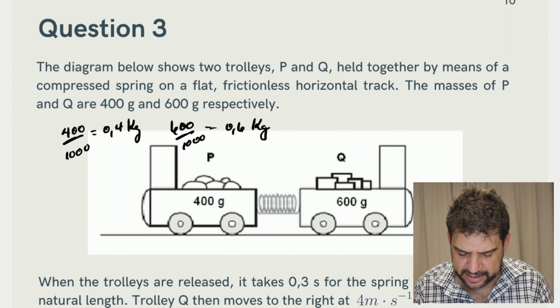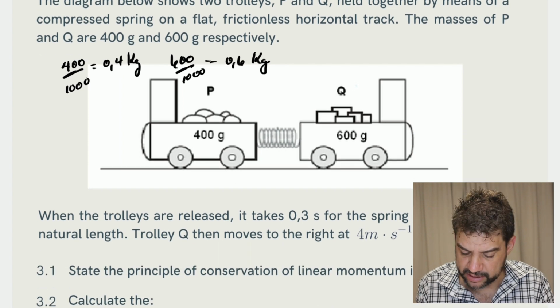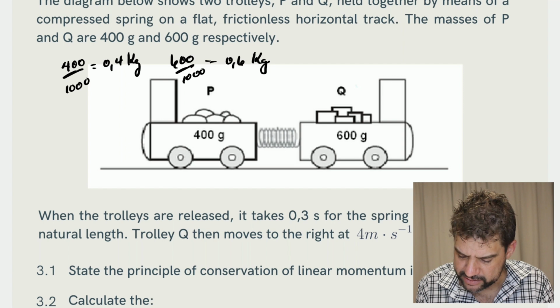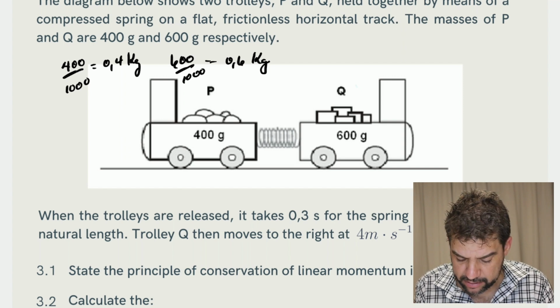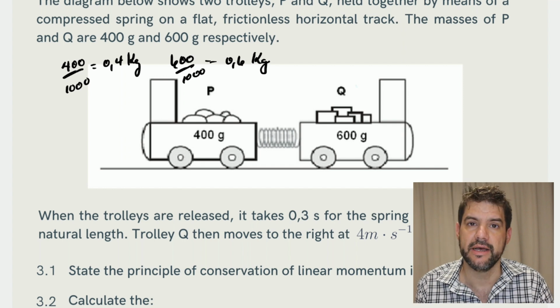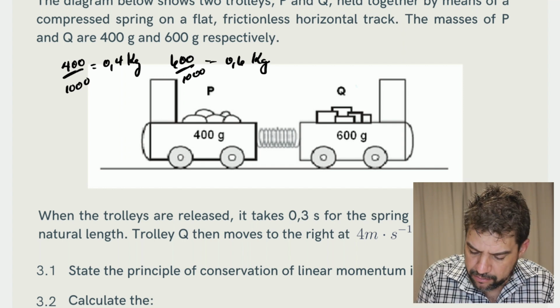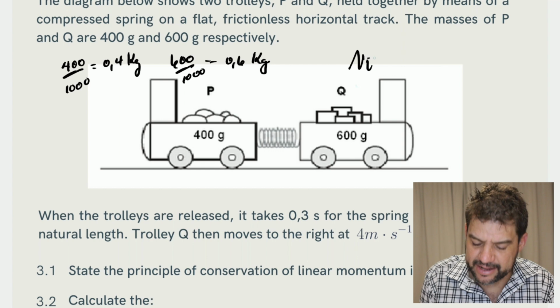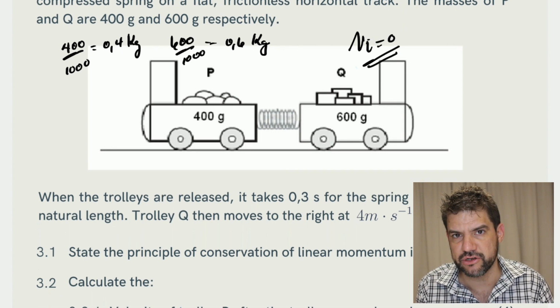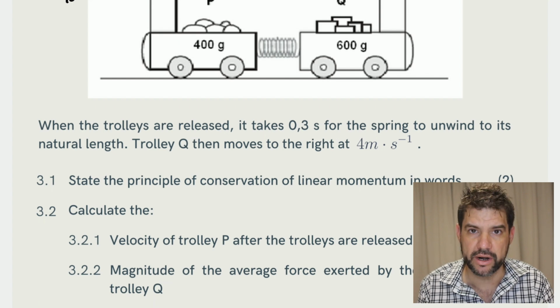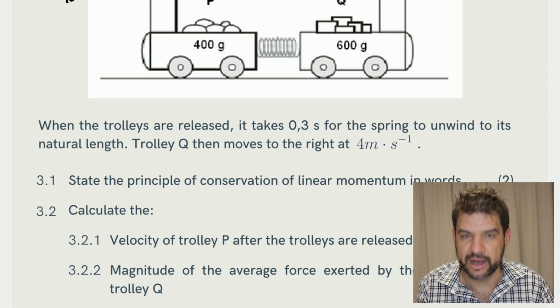When the trolleys are released, it takes 0.3 seconds for the spring to unwind to its natural length. The trolley Q then moves to the right at 4 meters per second. Initially, both of them are at rest, so that is important to note. State the principle of conservation of linear momentum in words, and then you have to do a few calculations here.